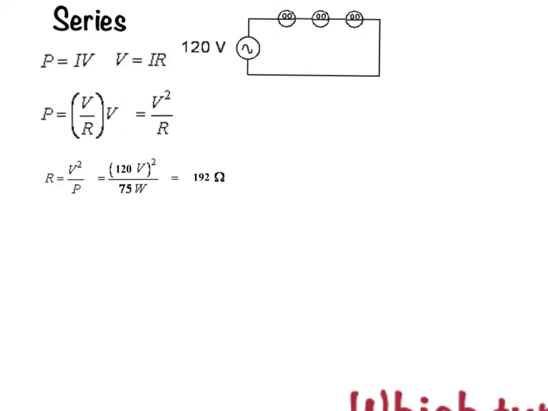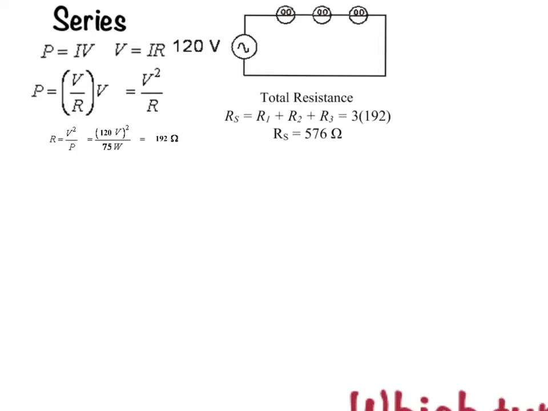What we need to do is find the power dissipated by each bulb in the series circuit by first finding the total resistance and then the total current. This will be the same current for each bulb because these are in series, so we can use that to find the power consumed by a single bulb. Because our bulbs are hooked up in series, the total resistance just adds up. So 3 times 192, the resistance of a single bulb, gives us a total resistance of 576 ohms for this entire circuit.